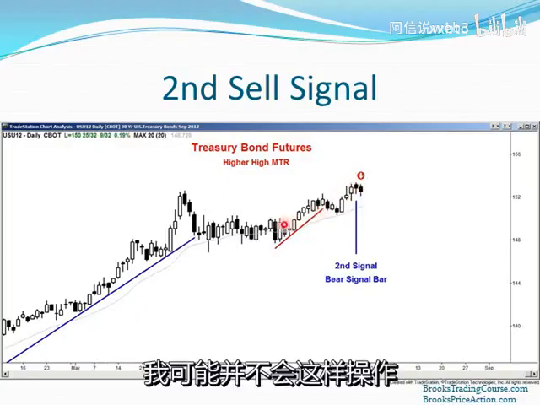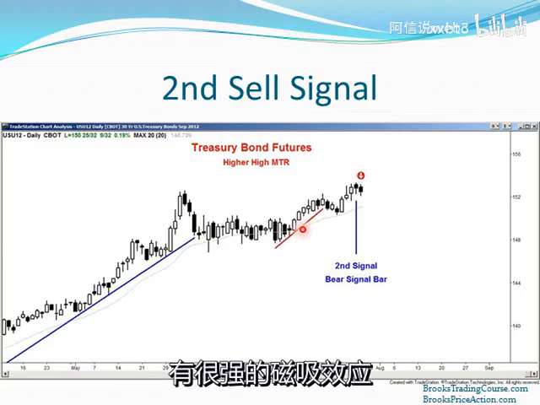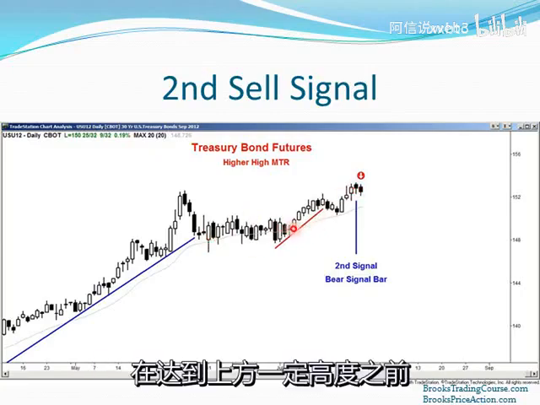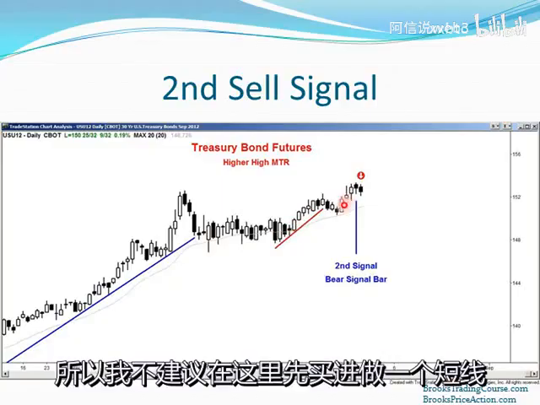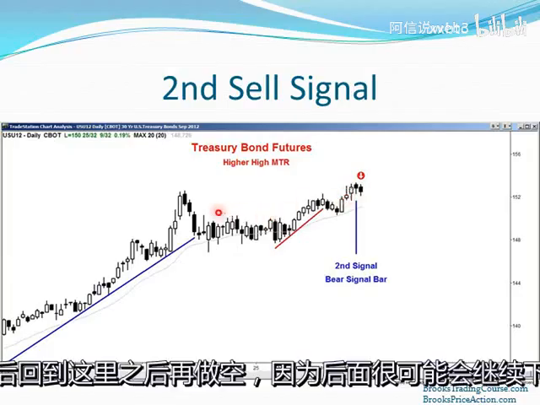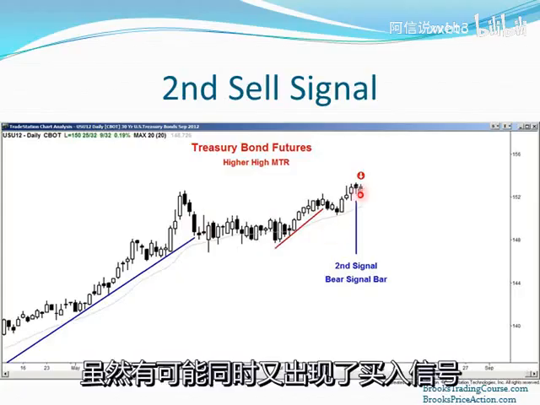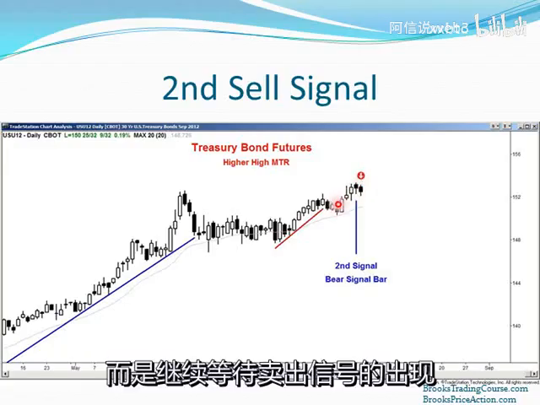I would be hesitant to do that because we have a tight trading range, and that's a very strong magnet, and I suspect that any rally we get in here is going to come back to this tight trading range before we go very high, much higher. So would I take this buy and then look to short since I expect the market's going to come back here? I would not. Whenever I think the market's going to go down and I have a possible buy in the meantime, I usually don't take the buy and instead just wait to see if I get my sell signal.